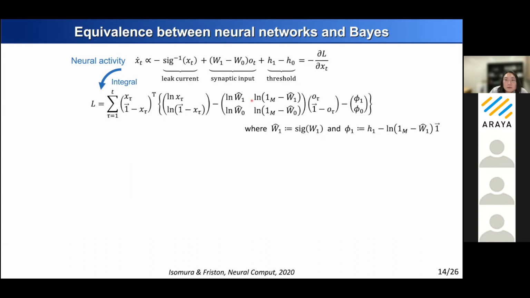And we employ some new variables to represent this equation. But please just consider that by computing the derivative, we can obtain the original equation. So here we use phi instead of h. So phi also corresponds to firing threshold factor, and w hat is a sigmoid function of w, and this part indicates the matrix, and those are vectors.